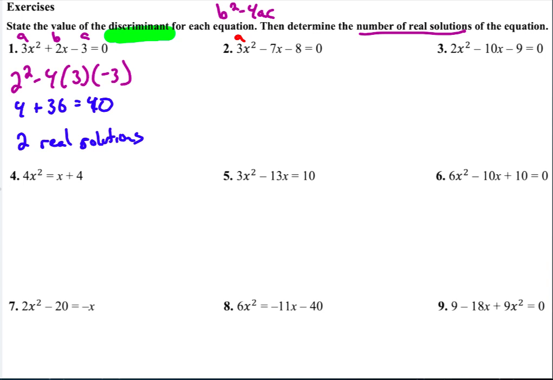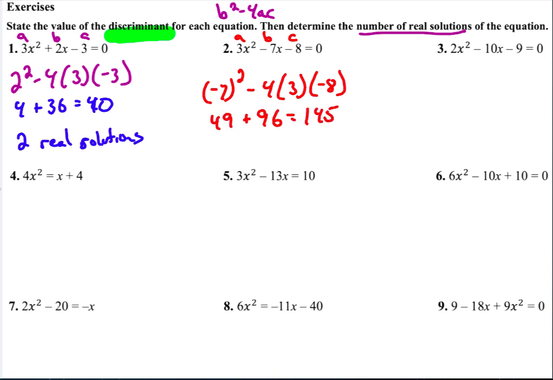Next one, here's my a, my b, and my c. So b squared, negative 7 squared, minus 4 times a times c. So I get 49 plus 96 is 145. Again, I got a positive number, so I'm going to have two real solutions.